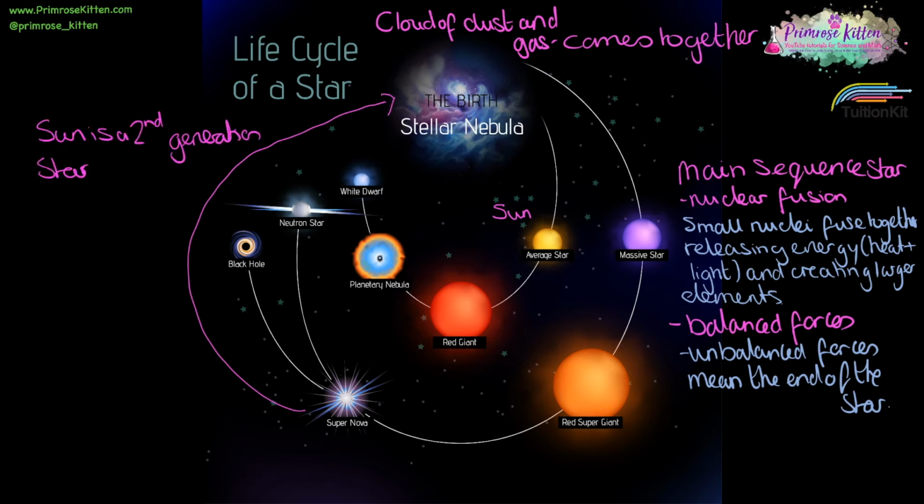So we know that our Sun is a second generation star. And we know this due to the presence of heavy elements, things like iron, the really, really heavy ones that are found within a star, but would have taken much longer than a single lifetime to be created.